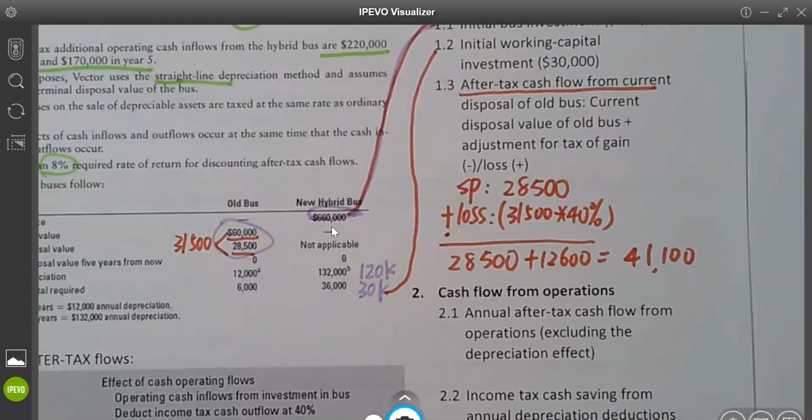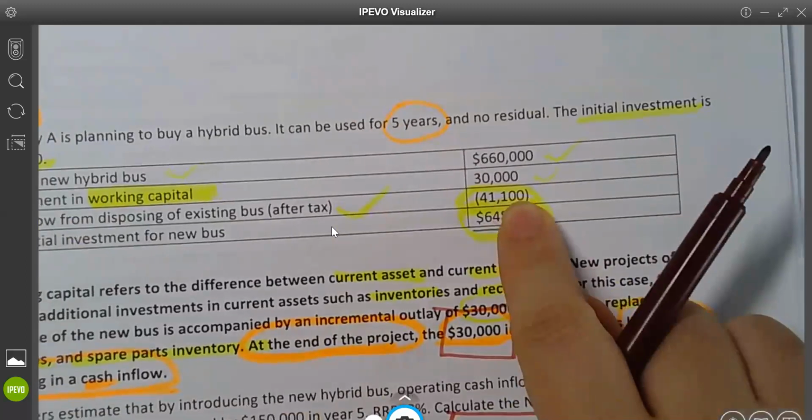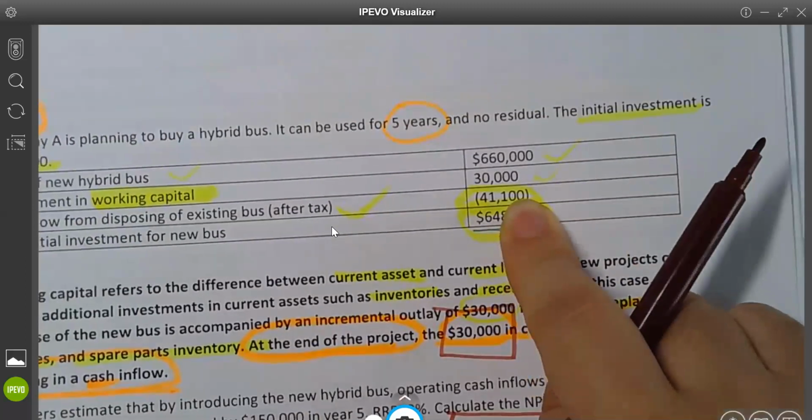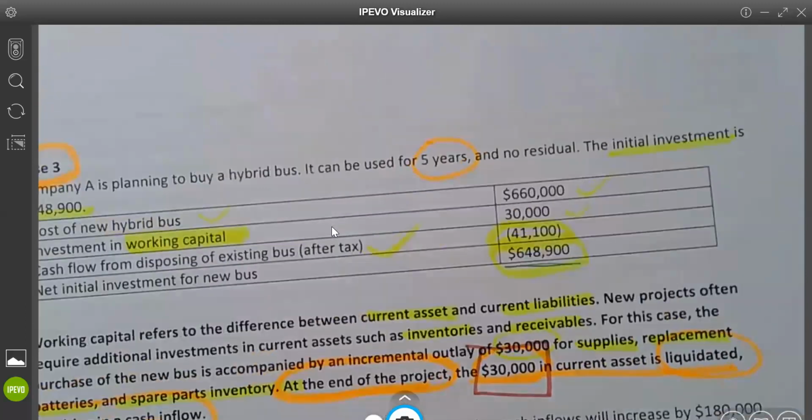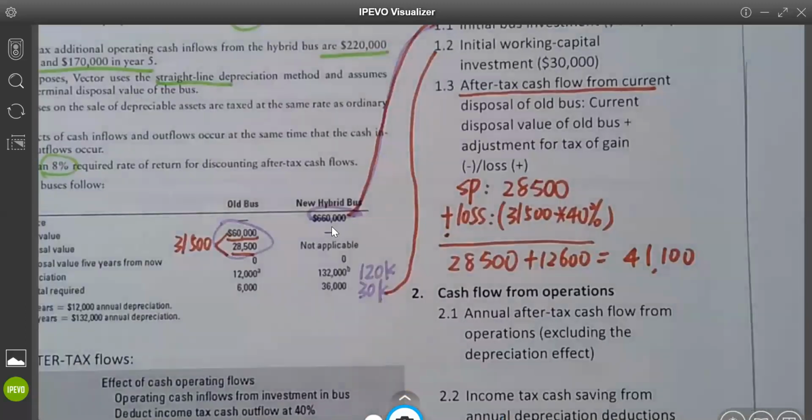Does this number look familiar? I want to hear yeah, yes, right? That's why we got 41,100.